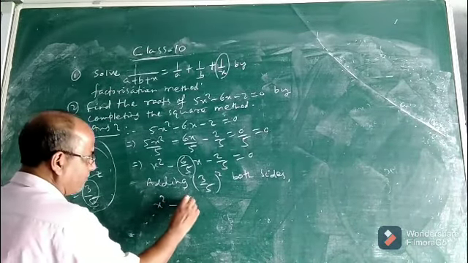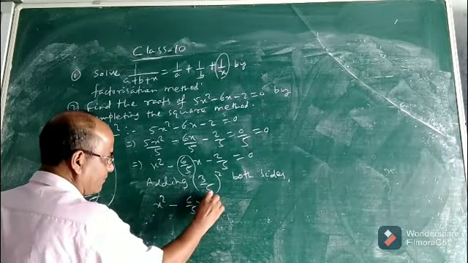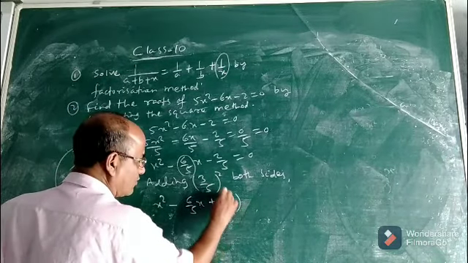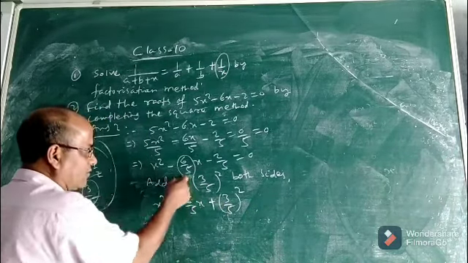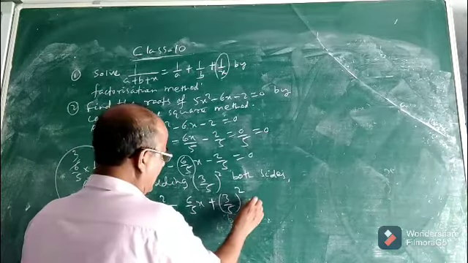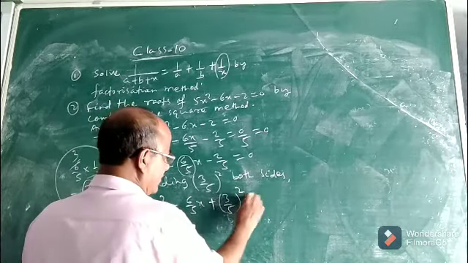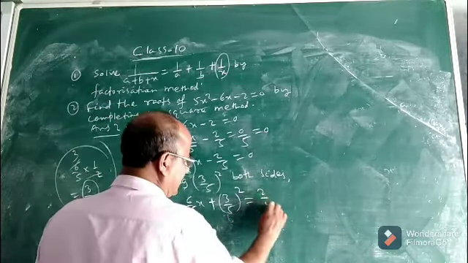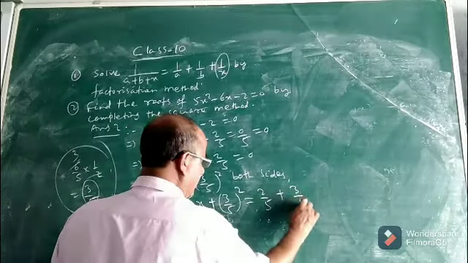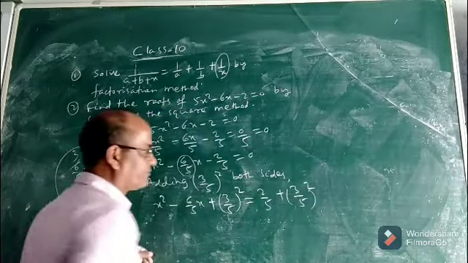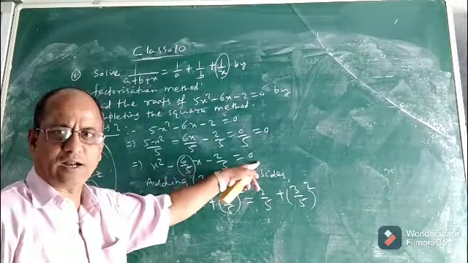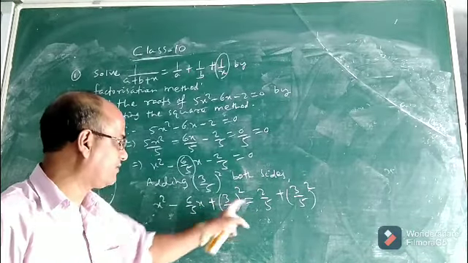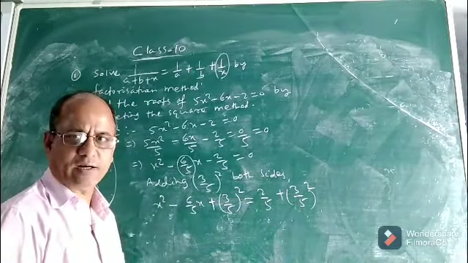x square minus 6 by 5x plus 3 by 5 whole square. See, I added 3 by 5 whole square to the left hand side. And this is equal to 2 by 5, you take to the right hand side: 2 by 5 plus 3 by 5 whole square. See, this minus 2 by 5 will go to the right hand side, so it will become plus, then you add 3 by 5 whole square to the right hand side.